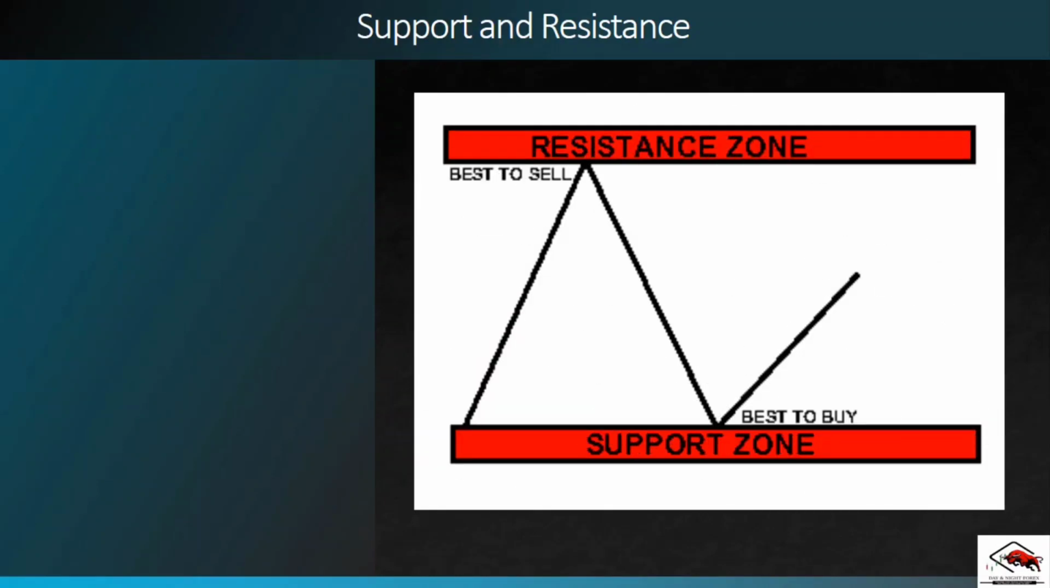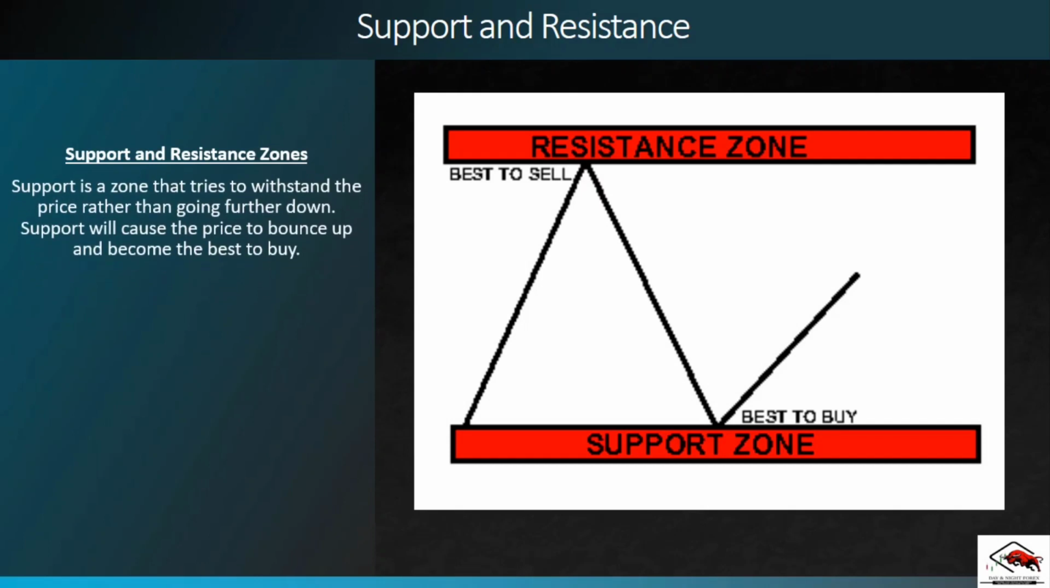In this lesson, we are going to cover support and resistance zones as well as the support and resistance levels. So let's get straight into it. Starting off with support. Basically, support is the zone that tries to withstand the price and prevent it from going further down. Support will cause the price to bounce up, and basically this makes it the best zone to place your buy entries.